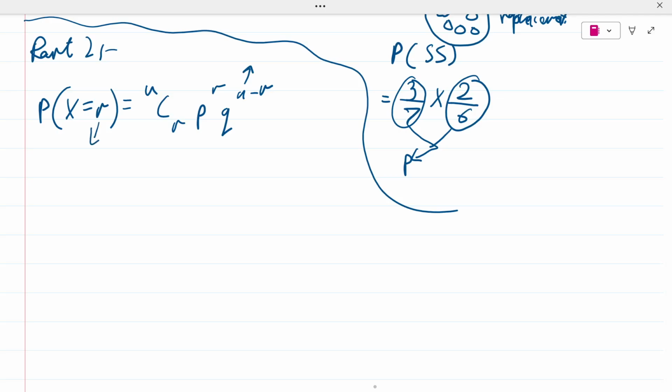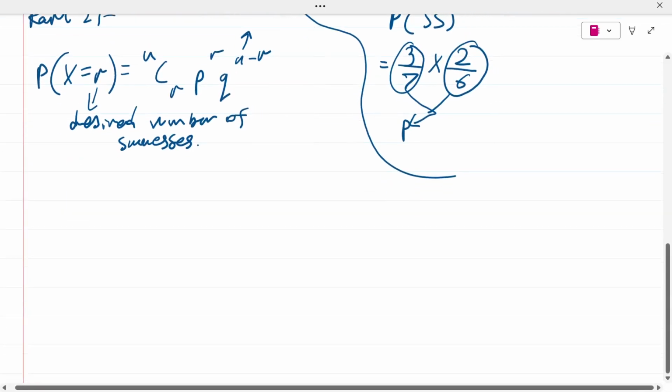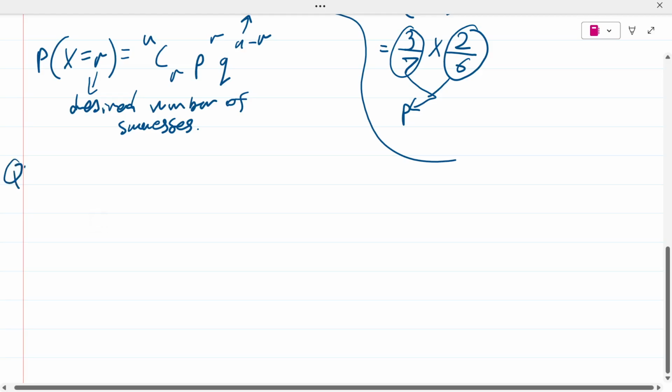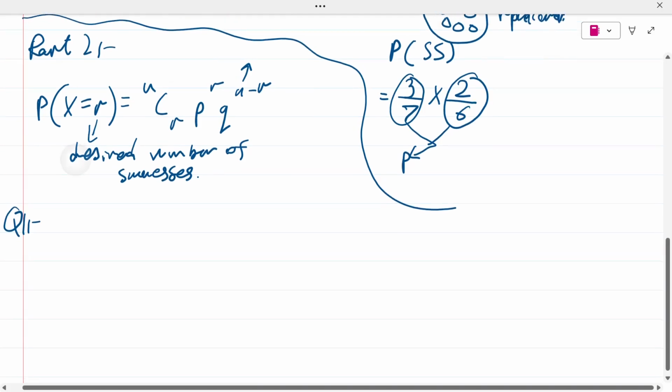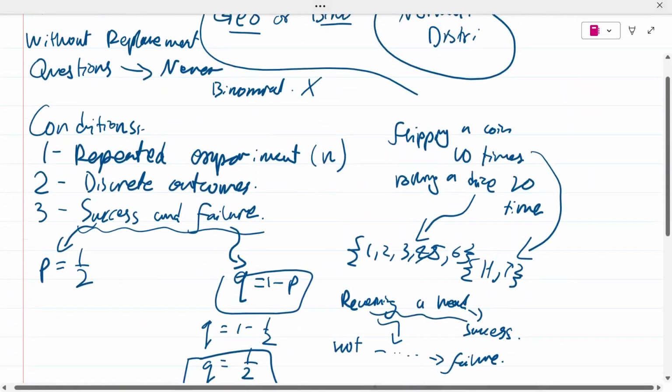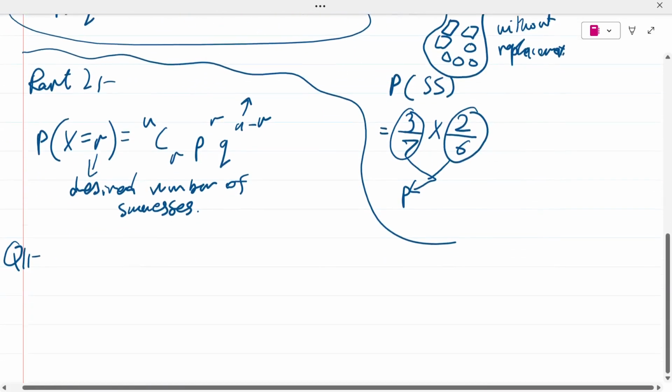Now, what is R? This is the desired number of successes, right? Now, instead of shooting bullets in the air like I normally do, I think it would be better if I were to just write a question. Now, look, every time you see a binomial distribution question, you must make sure it is a binomial distribution question by checking all of these conditions, right? There's a fourth one as well, by the way, just so that you don't forget.